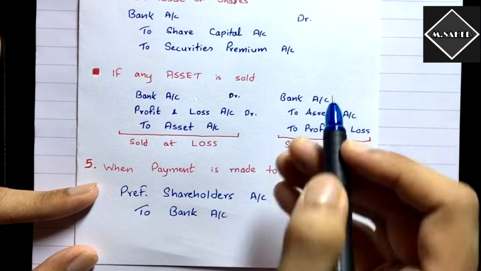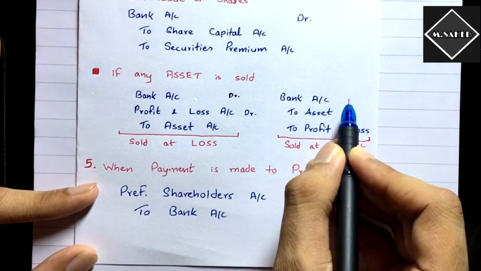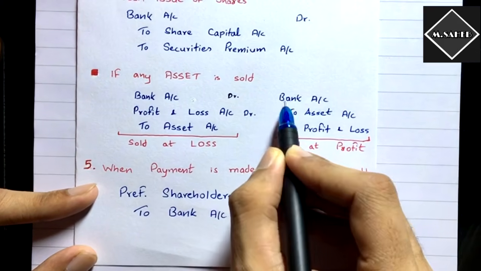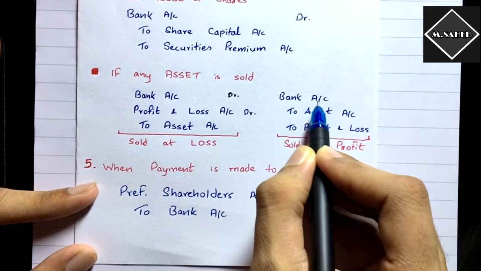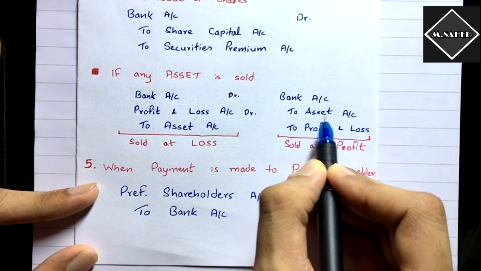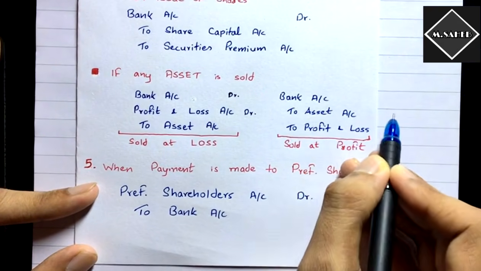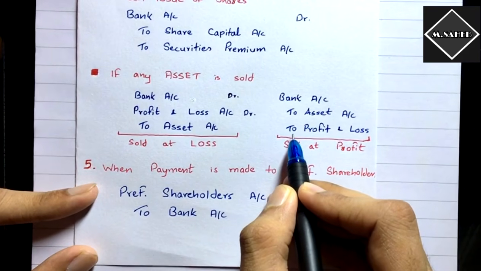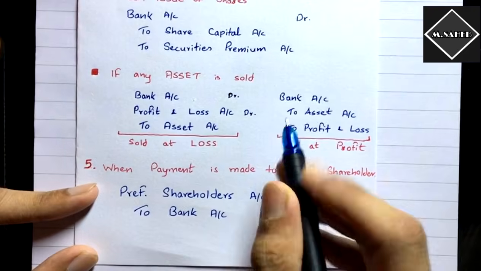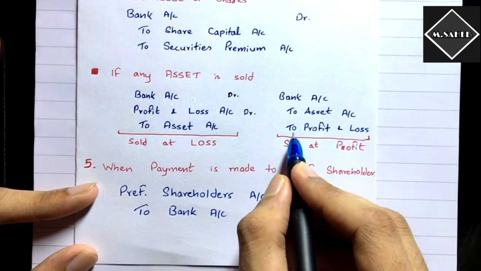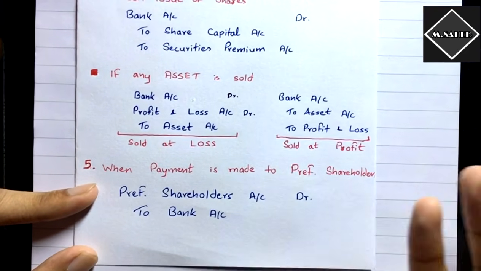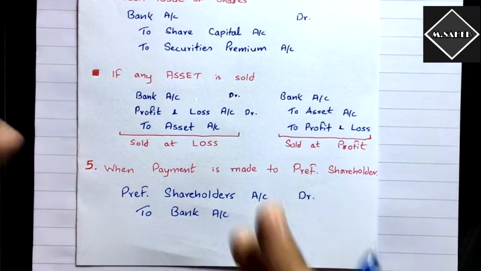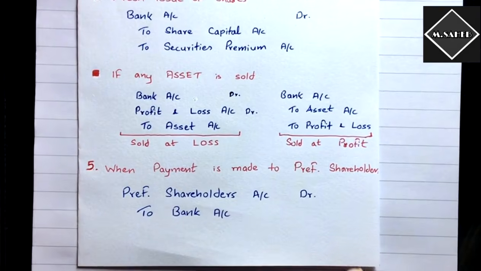Okay, this will be the entry. For example, if you sold an asset of 20,000 for 25,000, then what will happen? You have got money, 25,000, so bank account debit 25,000. You sold an asset of 20,000, so to asset account 20,000. And you have made a profit of 5,000 because you sold the asset for 25,000, so to profit and loss 5,000. Simple. Profit is credited, loss is debited, a simple asset entry.